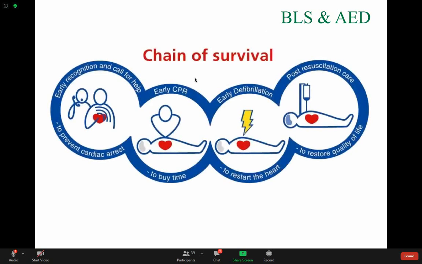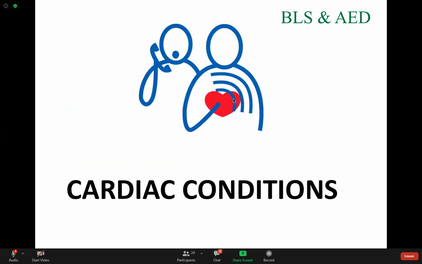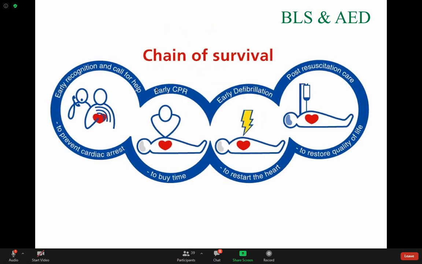If you're going to go through the chain of survival, any person who becomes sick or has some chest pain or anything, you have to recognize that early. So early recognition and calling for help is important. Early CPR is important. Early defibrillation is important. And post-resuscitation care comes after that. So you can see there, here's early, early, and early. You have to intervene as fast as possible, as early as possible.